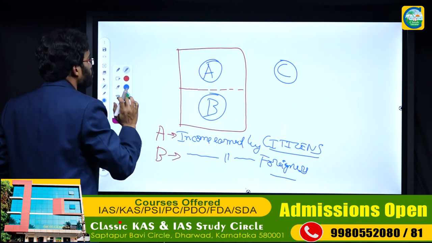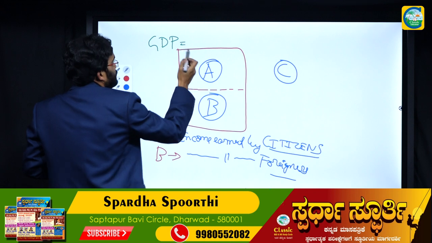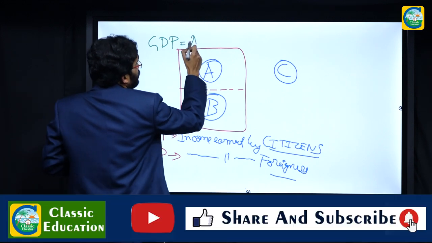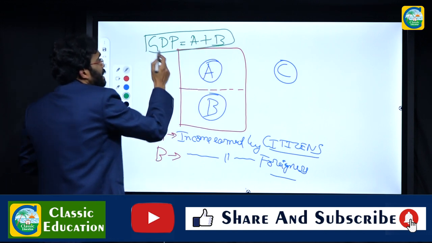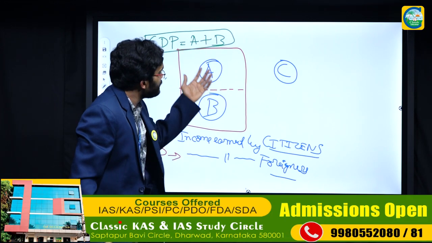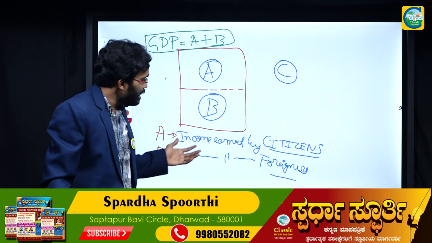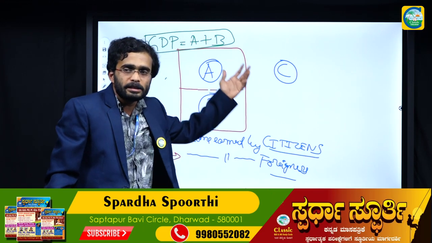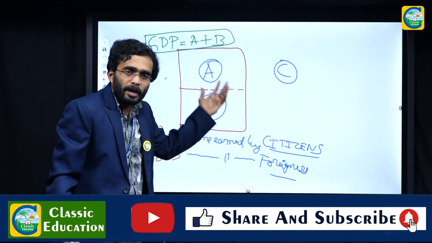So, let us write down the formula of GDP. GDP is A plus B, right? What is A? Income earned by Indian citizens, where? Inside the domestic territory. What is B? Income earned by foreigners, where? Inside the domestic territory. So, GDP is A plus B.